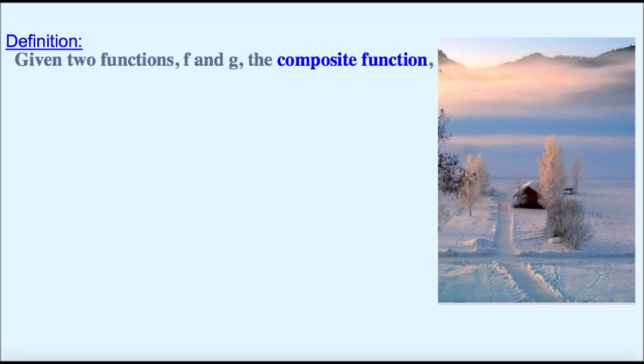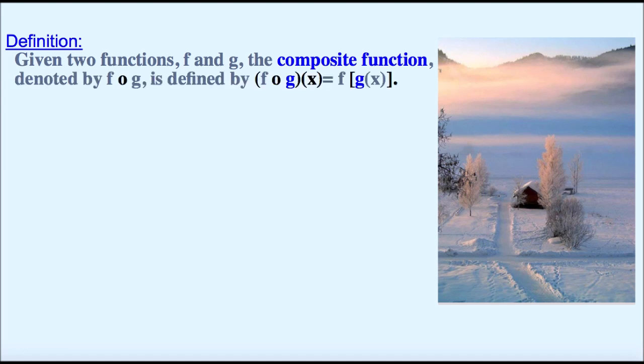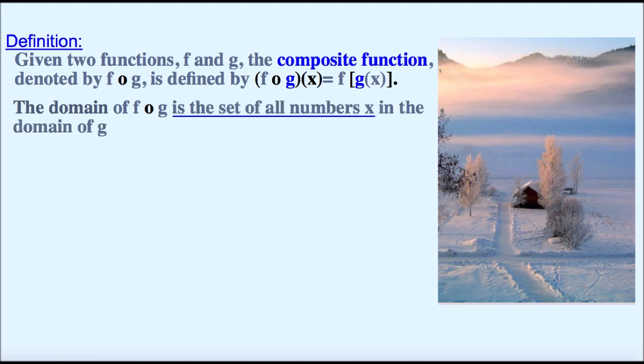Definition: given two functions f and g, the composite function, denoted by f composed with g, is defined by f of g of x. The domain of f composed with g is the set of all numbers x in the domain of g, such as g of x is in the domain of f.